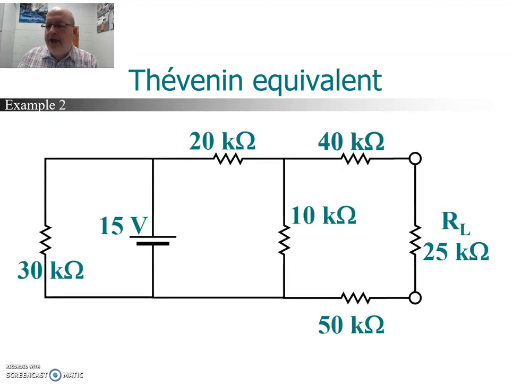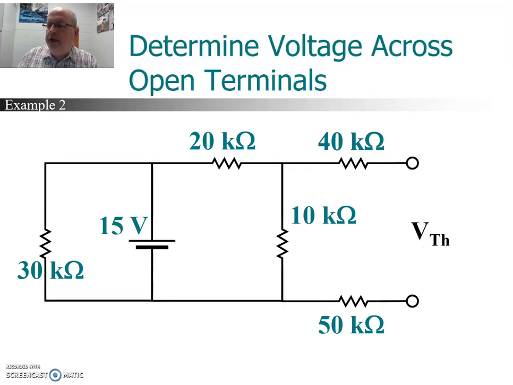Let's look at another example. Let's say we had this circuit. How would we find the Thevenin equivalent of this circuit? Well, we're going to follow the same procedure. The first thing we do is to remove the load resistor. And once we have the load resistor removed, we're going to determine the voltage across those open terminals.